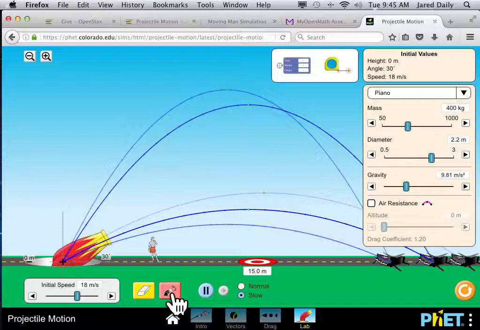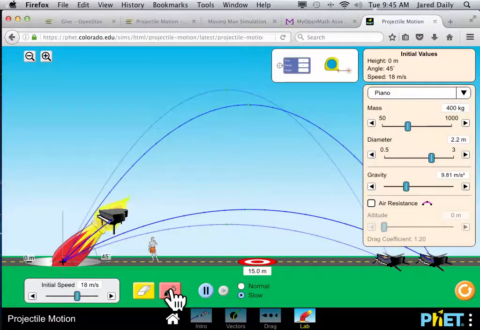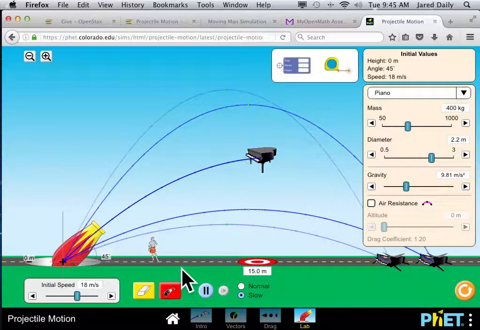And 20 and 70 land together. And 40 and 50 land together. And guess what? When you go to 45, they also land together. 45 and 45 land together because they're the same angle. But they also go the furthest. 45 will go out further than any other one, off the screen almost. And that is as far as you can get. Because if you go above 45, it lands closer in. If you go below 45, it lands closer in. It just goes higher or lower, right?